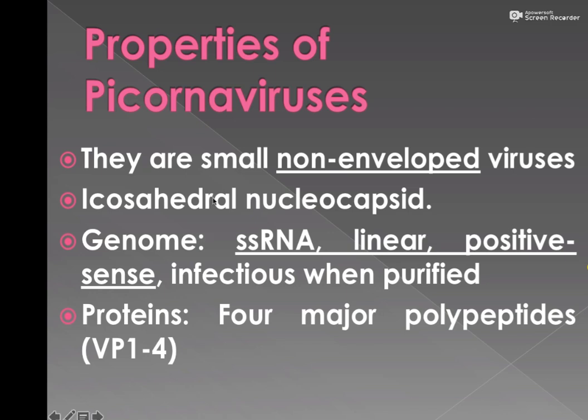Why? Because the RNA will directly act as messenger RNA, because it is positive sense. So it does not need a DNA-dependent RNA polymerase; it acts directly as messenger RNA. It has four major proteins, VP1 to VP4.